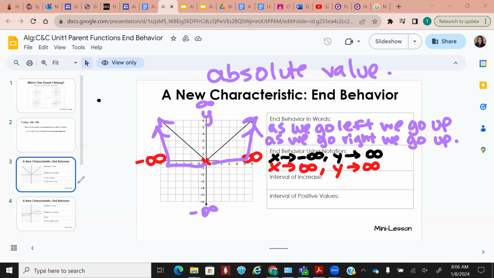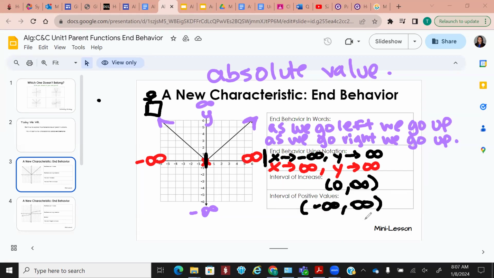Now let's talk about interval of increase. Where does that happen? Interval of increase. So again, imagine yourself on the little thing. It's going down, this is going up. So where does that happen? 0 to what? 0 to positive infinity, right? When does it have positive values? Is there ever a time where it has negative values? Is it ever below the x-axis? No. So the entire time, which is negative infinity to positive infinity.